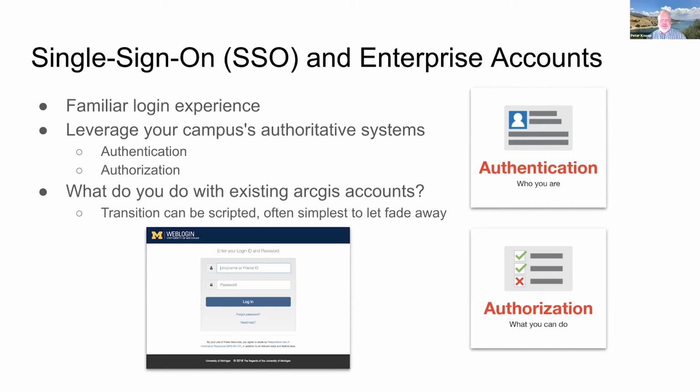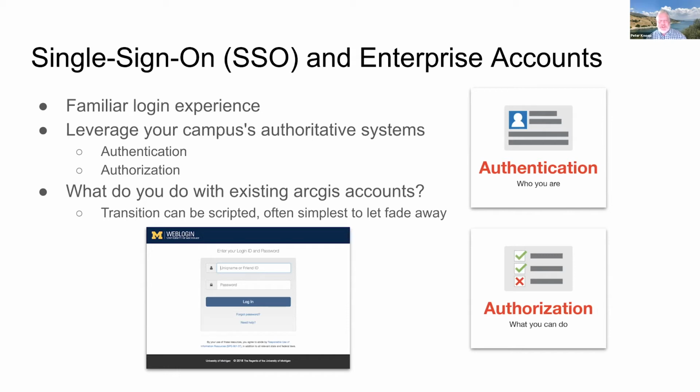And since you're leveraging your campus's authoritative systems, you can leave it up to it to verify, or authenticate, that someone is who they say they are, and also to sort out the authorization of: are they an alumni and shouldn't have access anymore? Are they an active student or an active faculty member? It takes care of all that for you automatically.